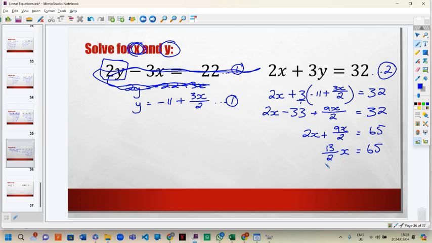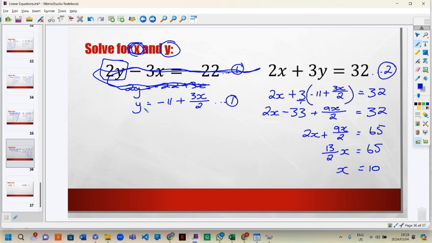So how am I going to get rid of 13 over 2? I'm going to divide both sides by 13 over 2, or 6.5. If I divide both sides, we've got x is equal to 10. So 65 divided by 6.5 is 10. Now I know what x is.